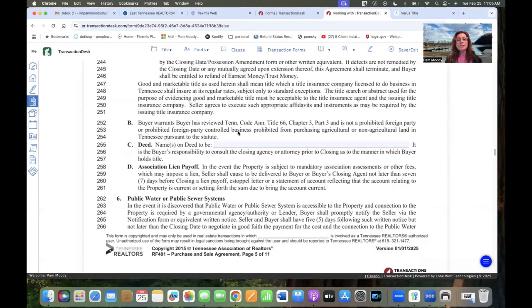Buyer warrants buyer has reviewed Tennessee Code Annotated Title 66, Chapter 3, Part 3, and is not a prohibited foreign party or prohibited foreign party controlled business, prohibited from purchasing agricultural or non-agricultural land. So this has to do with foreign party. So if you're not a United States citizen, then well, this needs to be discussed.